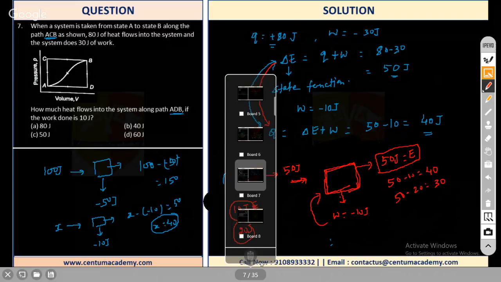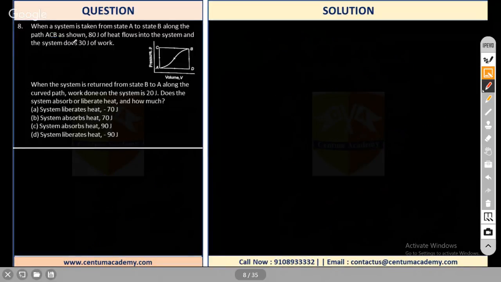Right? Next question, you see, based on this data only. You see this question. When a system is taken from A to B along the path C, okay, the first part is the same, the information given is the same. The second part is what? When the system is returned from state B to A along the curved path, okay, the curved path that you have, work done on the system is 20. Does the system absorb or liberate heat? Tell me the answer of this one.